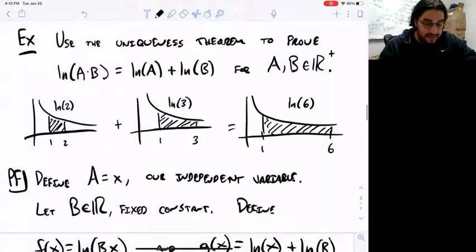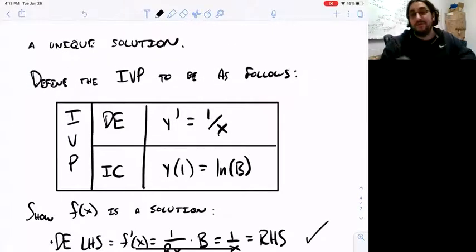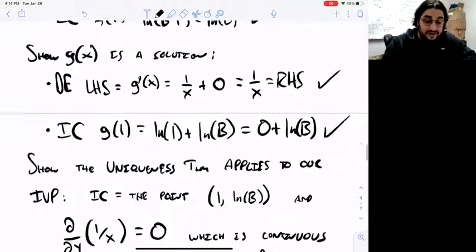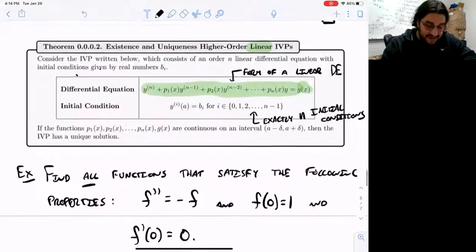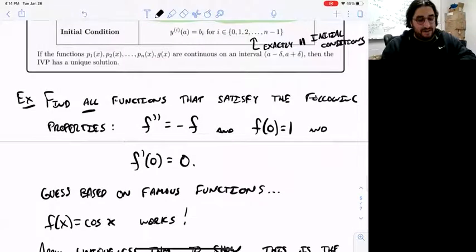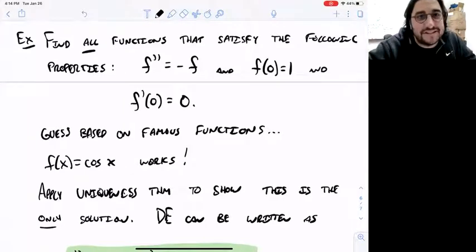Then we had a case where we found an IVP where the precondition did apply, and we found two different solutions. Therefore, those solutions must have been equal, and that proved a little log property for us. Kind of a cute example. Then here we had an IVP where we were able to guess one solution and then apply the theorem to show that there couldn't be any more. So we actually fully solved the higher order initial value problem with the theorem and a little bit of guess and check. So, all right. Thanks. There's the existence and uniqueness theorem.